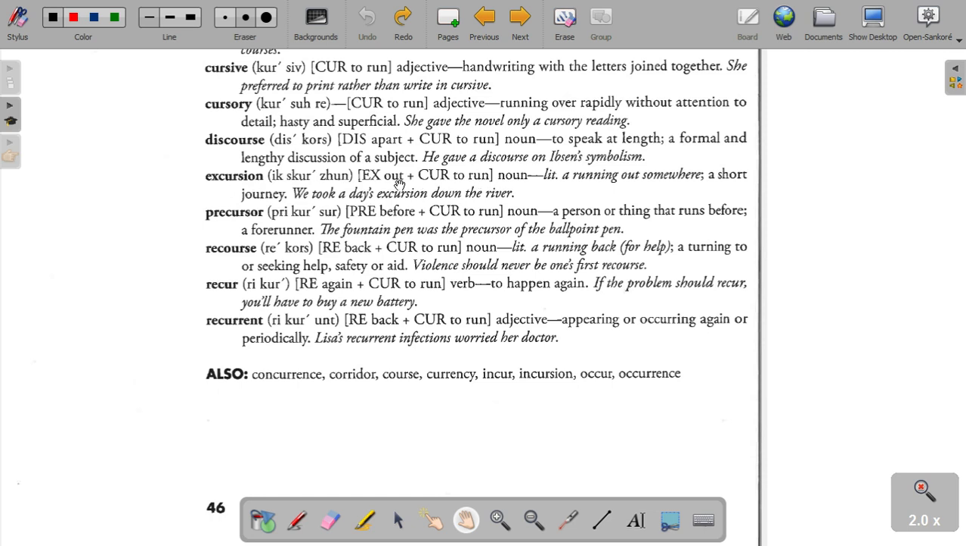Excursion is to run out. Literally, right now it means a short journey. So if you go on an excursion, it's just a little journey somewhere. So we took a day's excursion down the river.